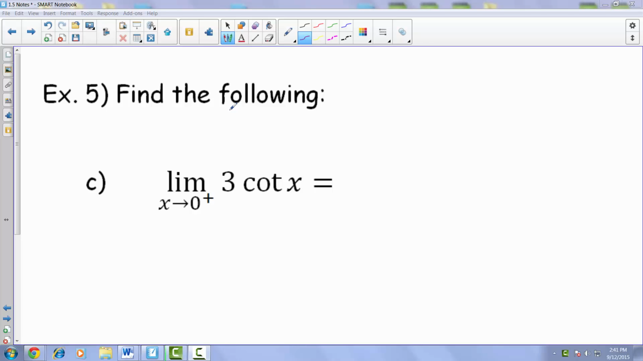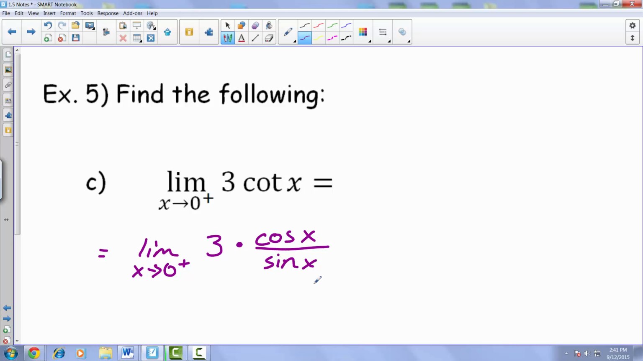Here we are at example 5c from our 1.5 notes. We're looking to find this limit as x approaches 0 from the right side of 3 cotangent of x. And again, anytime we're dealing with trig functions like this, we can go ahead and break that up into a sine and a cosine. So right now we have the limit as x approaches 0 from the right of 3 times cotangent, which is really cosine over sine, so we have cosine of x divided by sine of x.